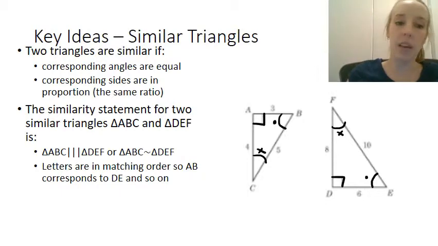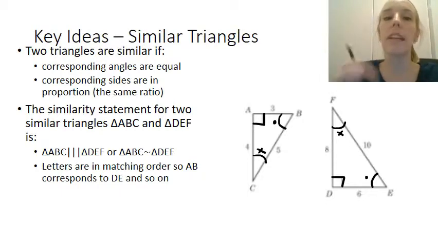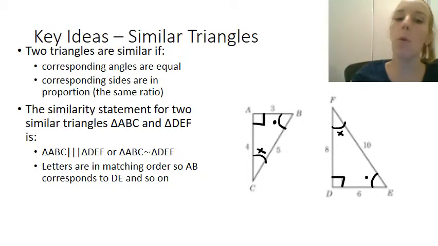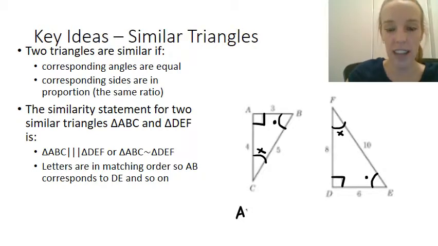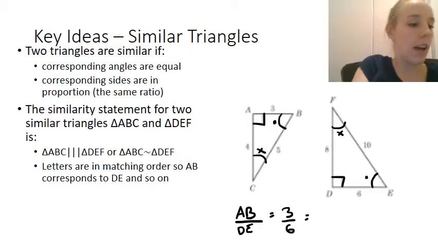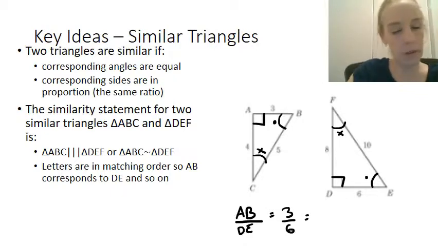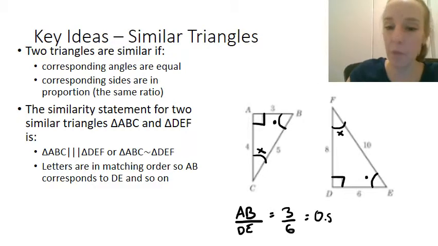So the corresponding sides also have to be in proportion, so in the same ratio. So for instance, side AB over side DE, so that's 3 over 6, which is 3 divided by 6. Don't know why I had to use a calculator for that, mind blank, 0.5, and it would be the same for the other sides.